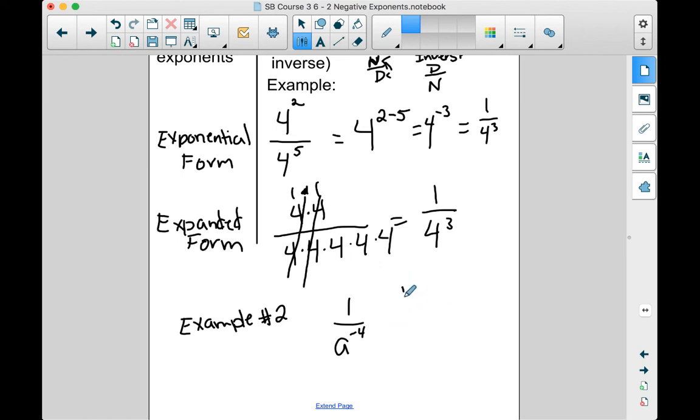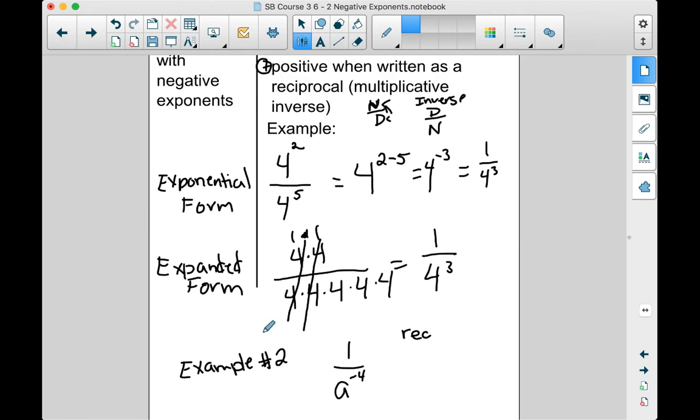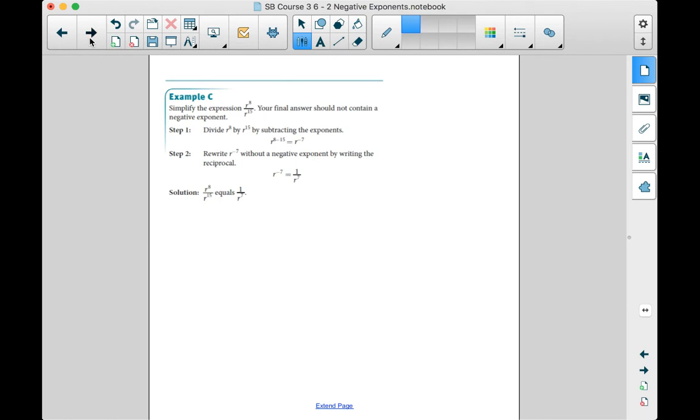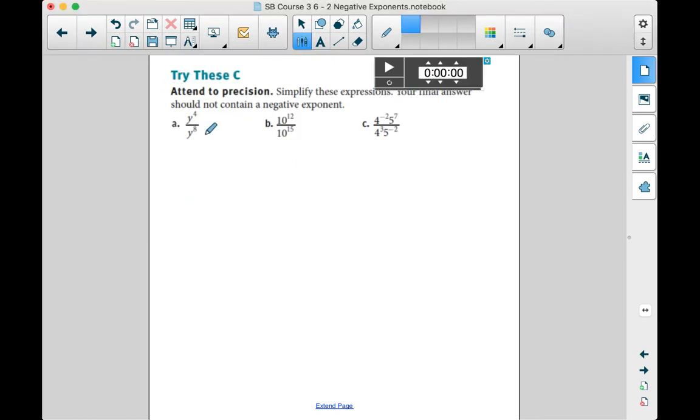So if we write it as its reciprocal or as its inverse, either term is okay, it becomes a to the power of 4 over 1. Those are equivalent expressions. I've made it a positive exponent by writing it as its reciprocal, and I can simplify that by just saying a to the power of 4. So that would be it in its simplest form.